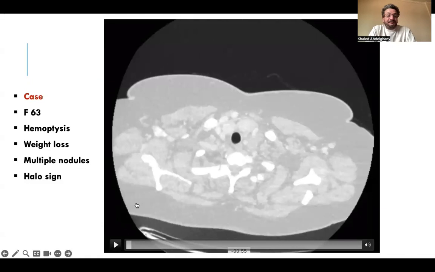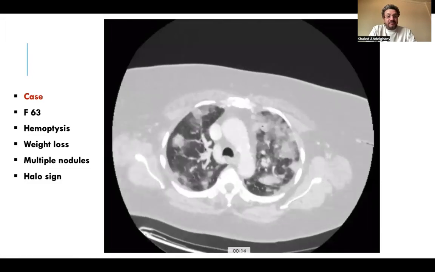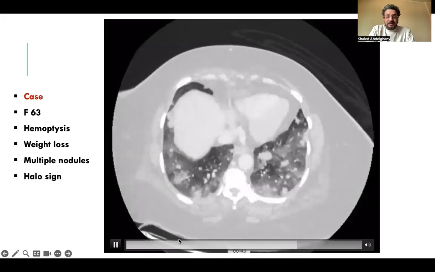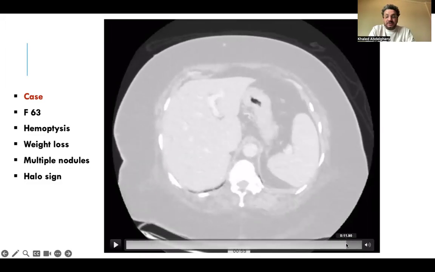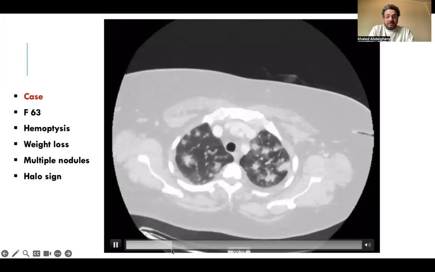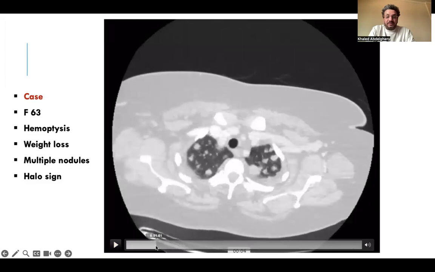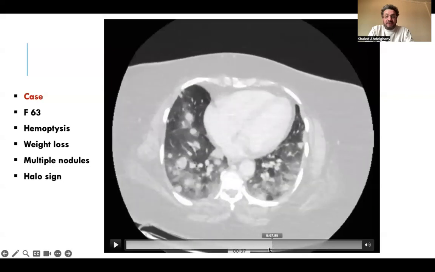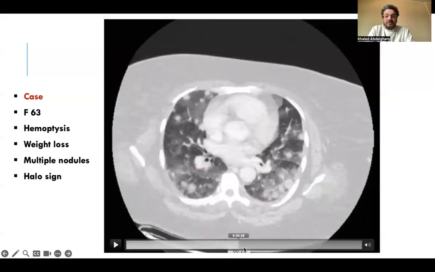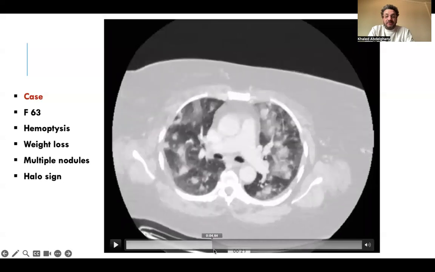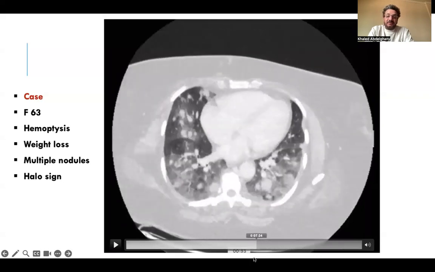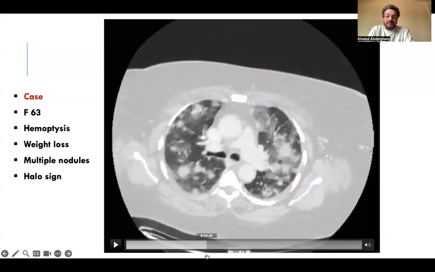Here in this case of a female 63 years old complaining of hemoptysis and weight loss, the high resolution CT, as we see here, showing numerous nodules in number, randomly distributed with halo sign. There's no lobar predilection, no particular distribution in relation to the pulmonary interstitium and pulmonary lobules.